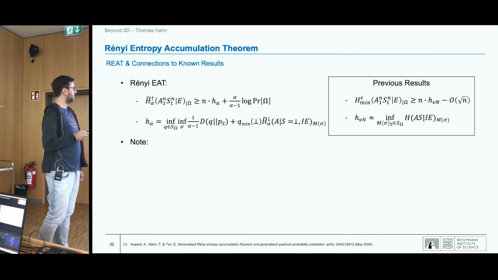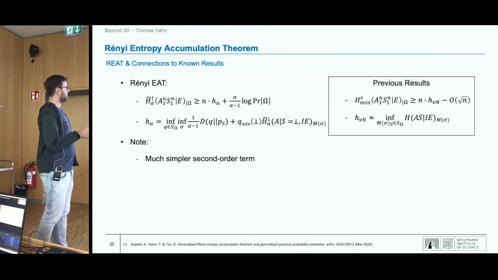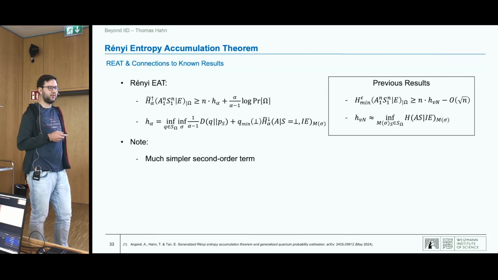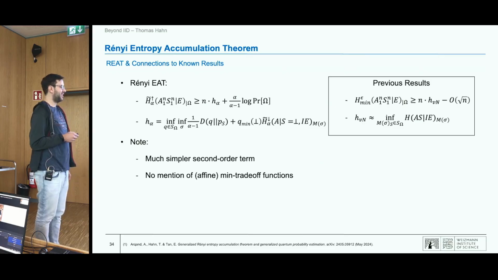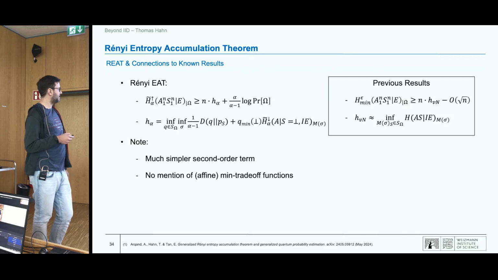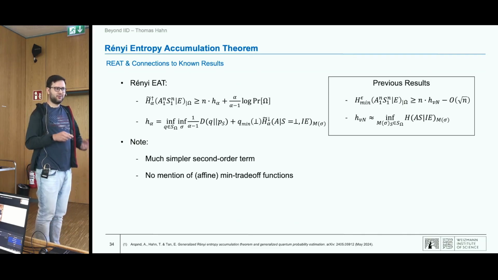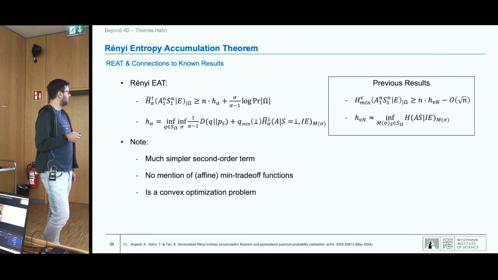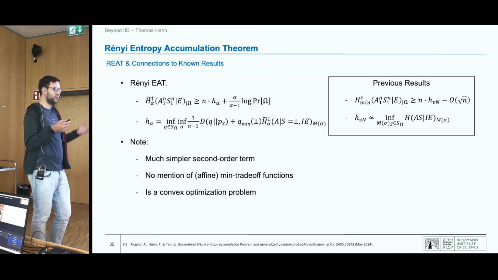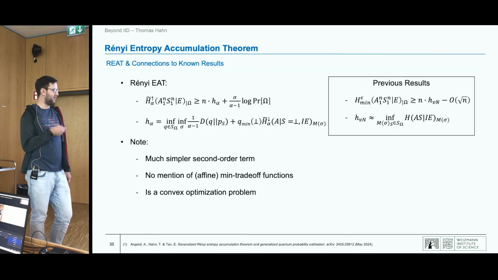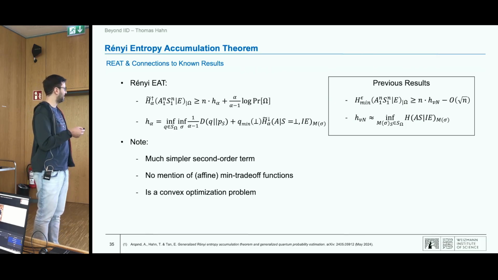Some points I want to highlight. First of all, the purely second order term here is much simpler. Here you have some really complicated terms that you'd need to calculate. Also, for those that know a little bit about entropy accumulation theorems, this is actually not what's stated there. There are some min trade-off functions included that you have to calculate. This is a little bit of an annoying task. Our bound does not have it in the end. So this is generally the Renner entropy of a single round. No more mention of min trade-off functions. Also, it's convex in the variables, so in most settings where you want to use it, this just reduces to some convex optimization problem that Python or MATLAB can solve, which is quite nice.